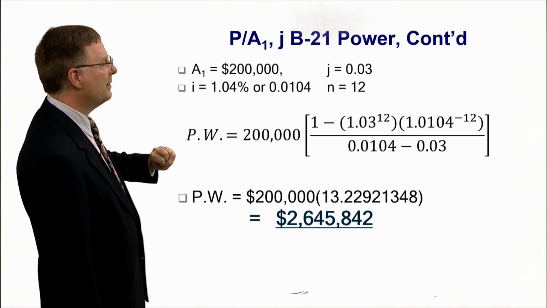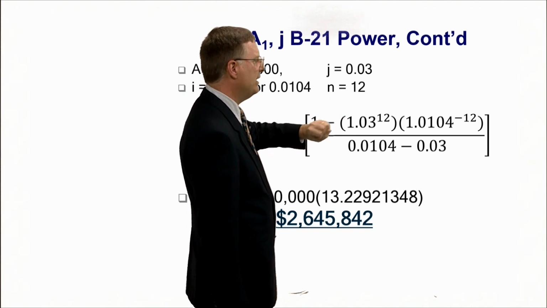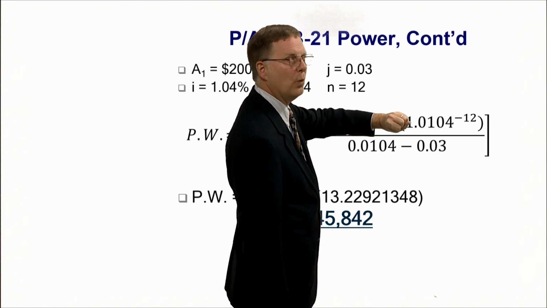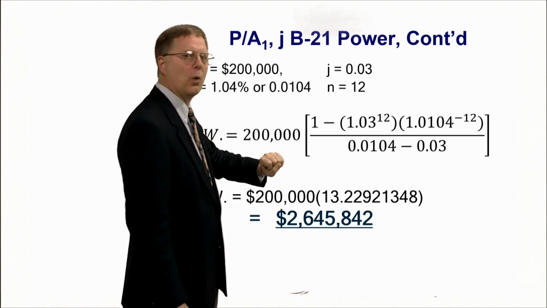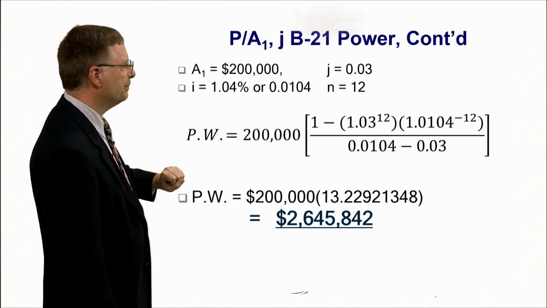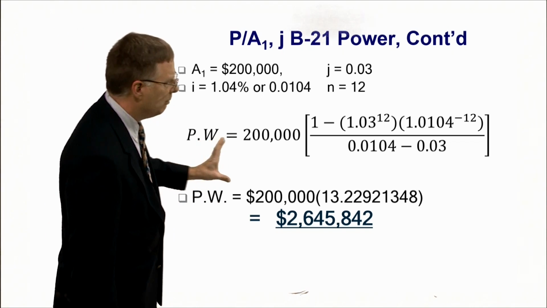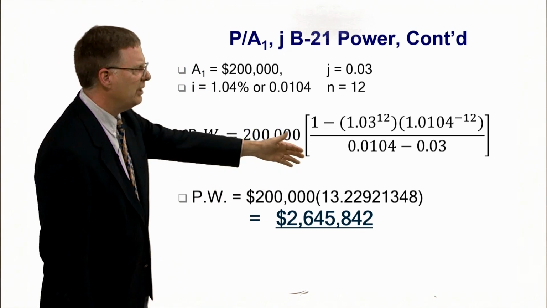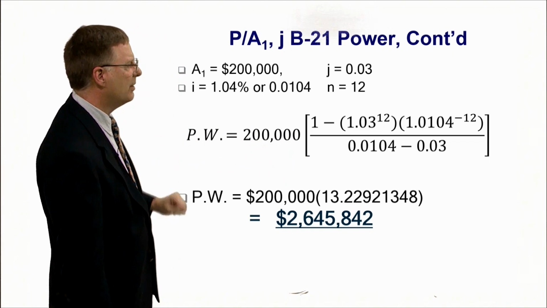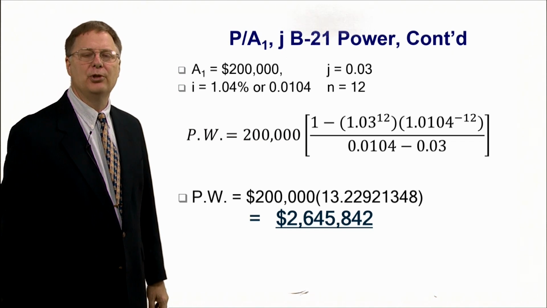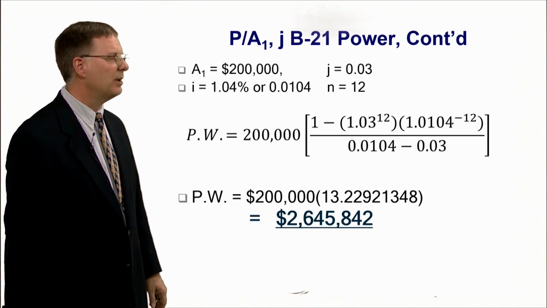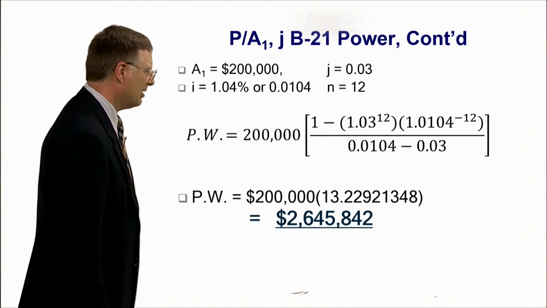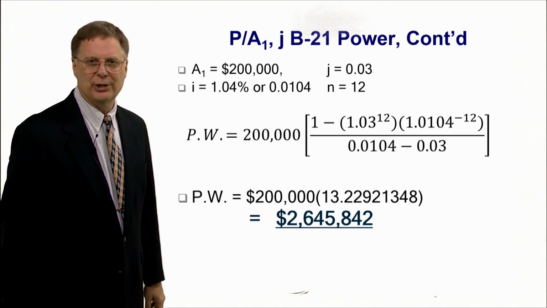So $200,000 times 1.03 to the 12th power times 1 plus the interest rate, 0.0104, to the negative 12th power. Plug that through your calculator, you come up to 13.229 times the $200,000, and you come up with $2,645,842.